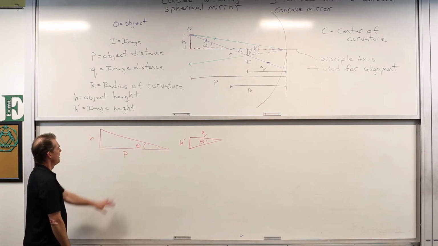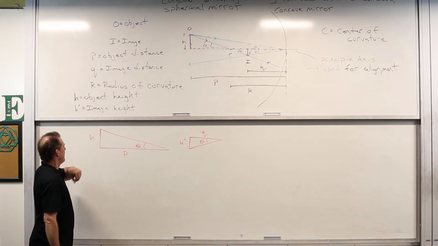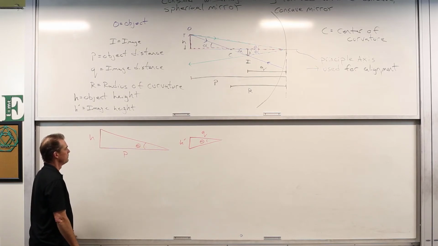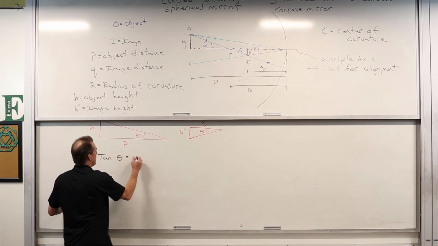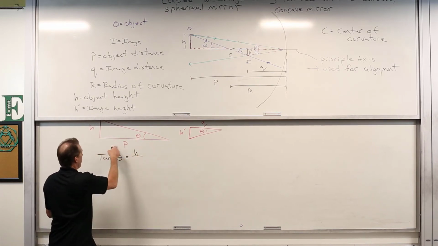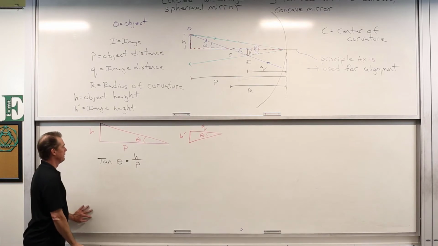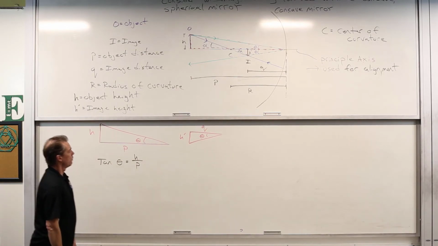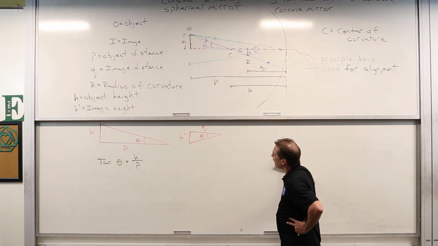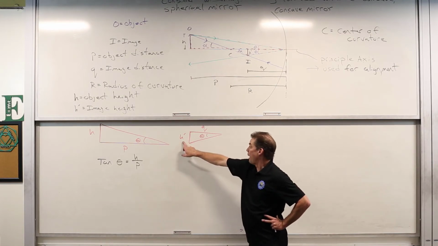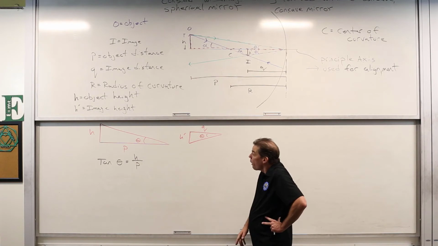So what can we say? How about the tangent of theta is equal to H over P? The tangent of theta is equal to opposite over adjacent, H over P. All right, that's good. What can we say about this one? How about the tangent of theta is equal to opposite over adjacent, H prime over Q?